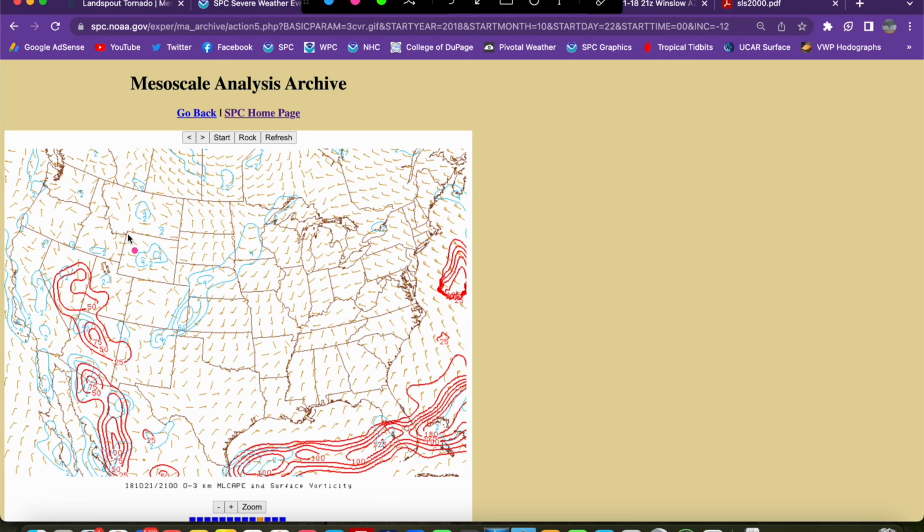That could be because, again, this surface vorticity product from the SPC is on a little bit larger scale than what the surface vorticity is needed for a landspout. So it may not be resolving the vorticity along the Mogollon Rim convergence zone, but I assure you there was definitely some spin along that boundary, coinciding with this low-level instability maximum across northern Arizona.